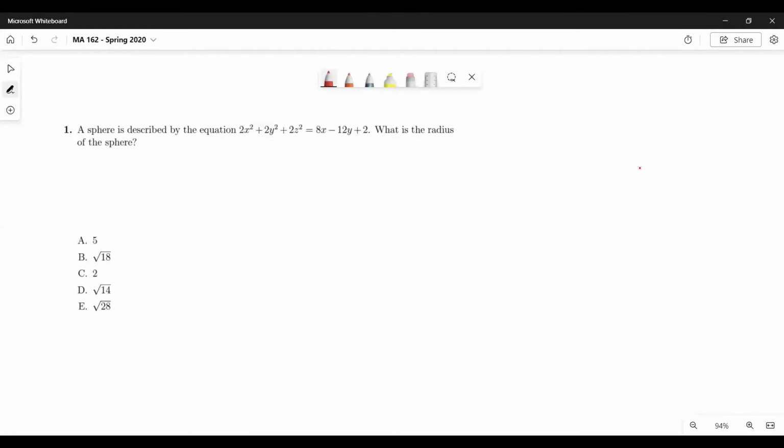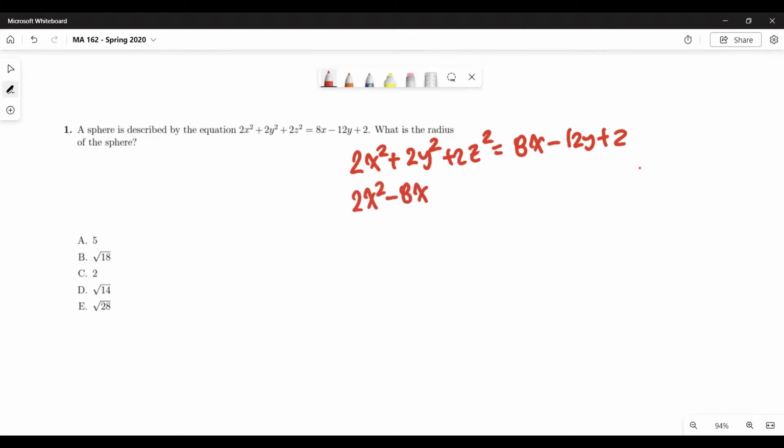Okay, so in this question we are given the sphere equation, and it's asking for the radius of the sphere. So we have 2x squared plus 2y squared plus 2z squared equals 8x minus 12y plus 2. Move 8x and minus 12y to the left side and leave the constant on the right side. So then it becomes 2x squared minus 8x plus 2y squared plus 12y plus 2z squared equals 2.